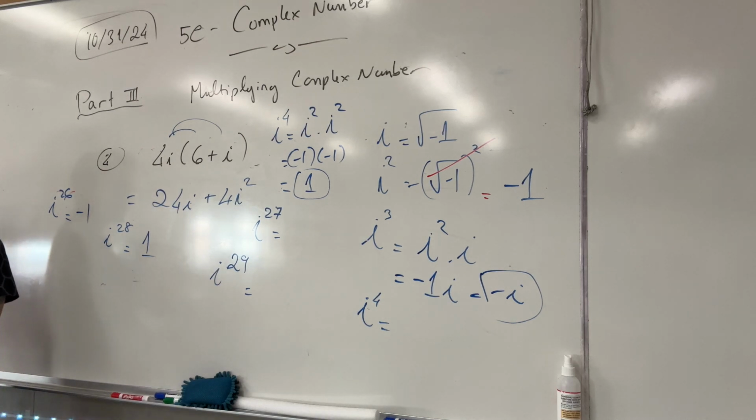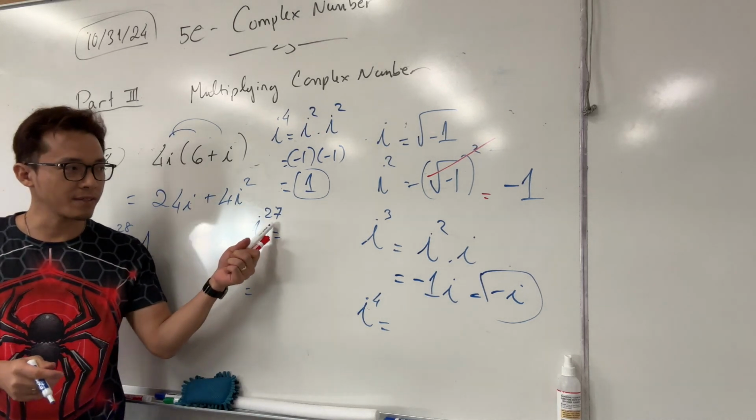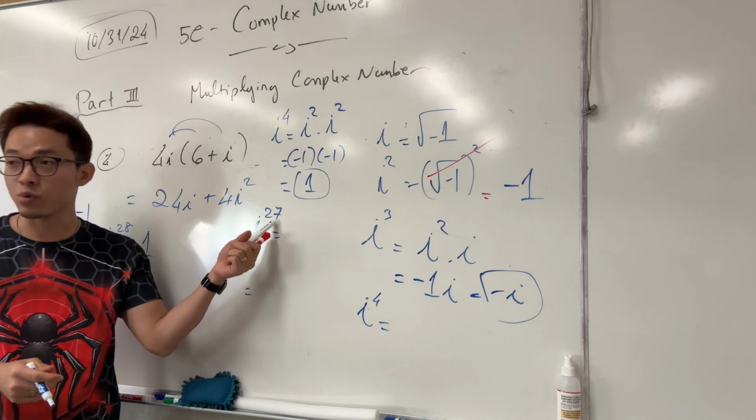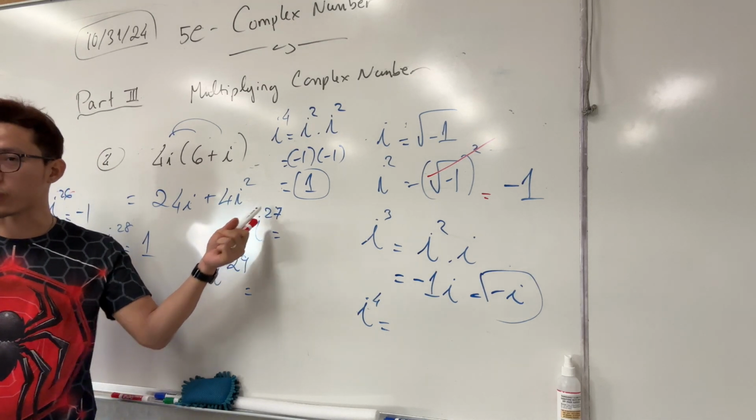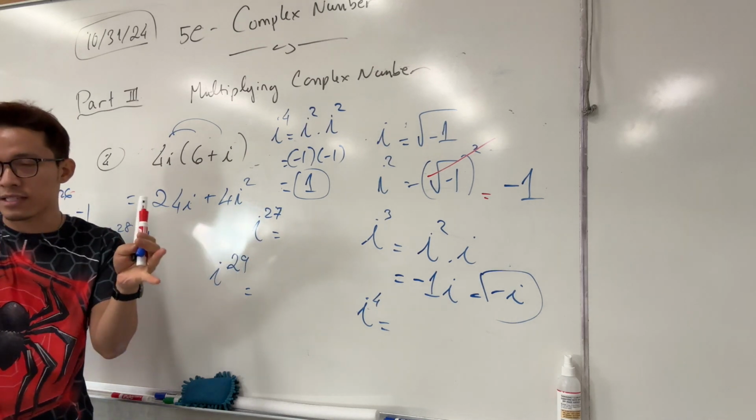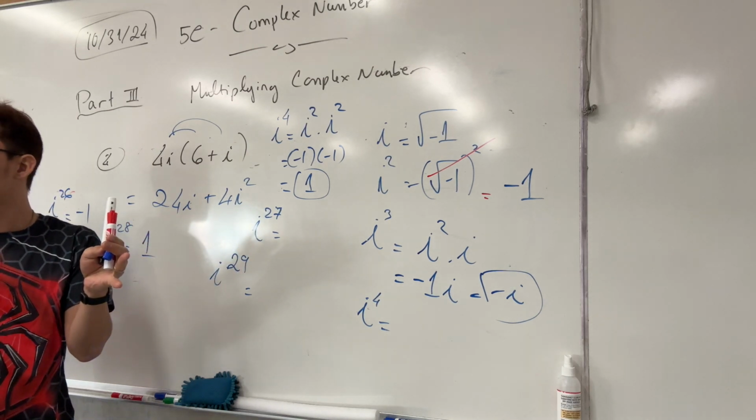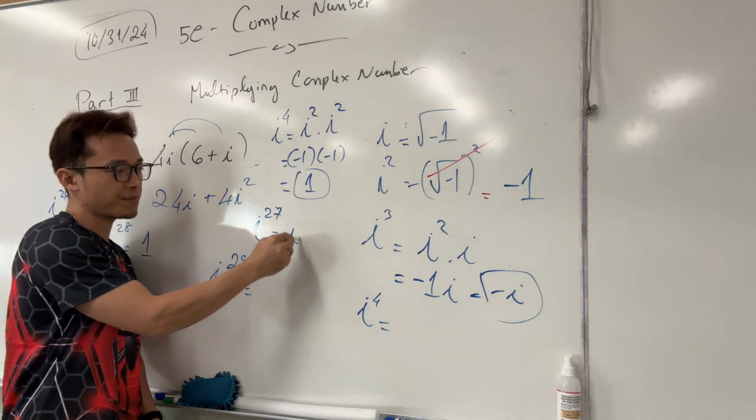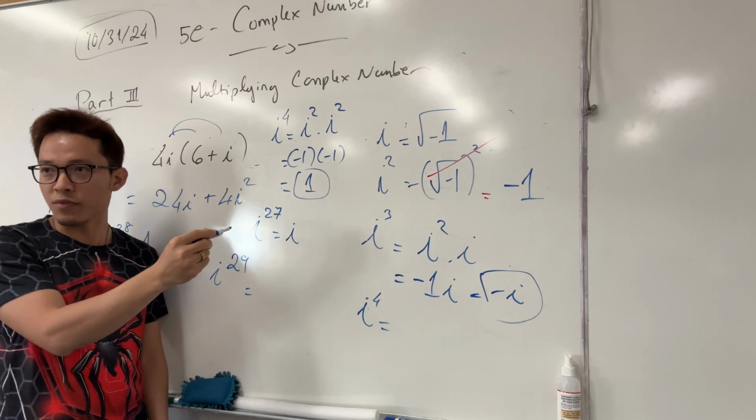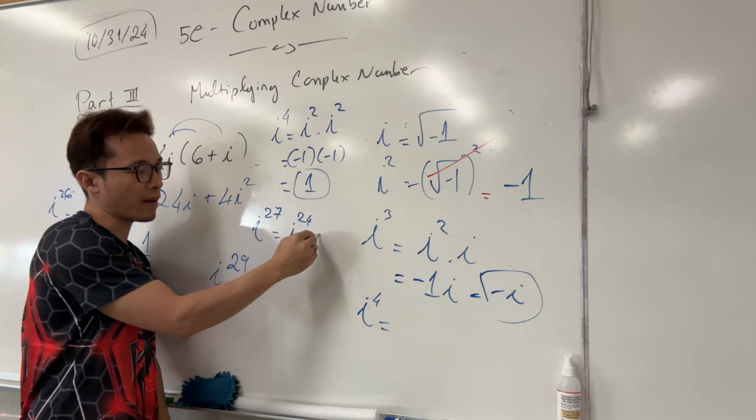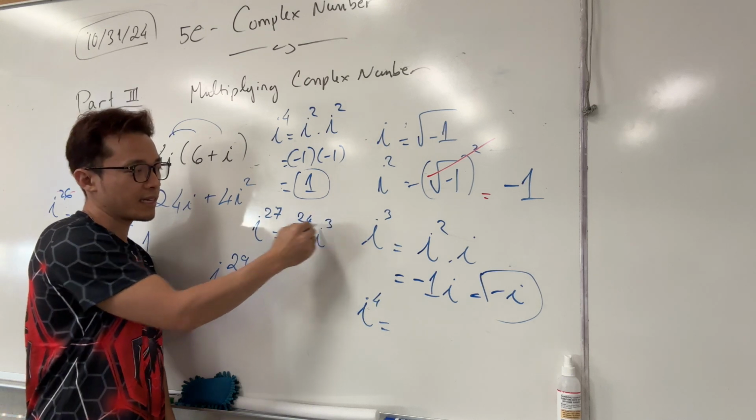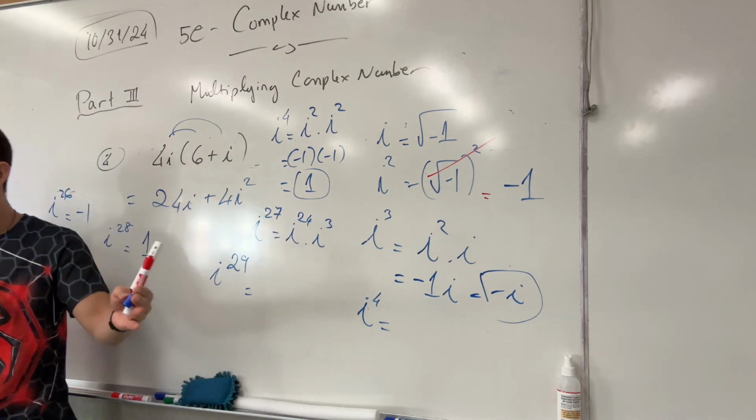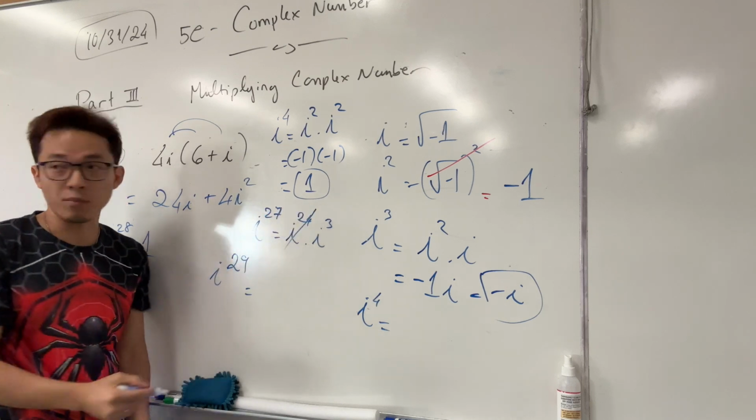-i. You're going to break this one into a multiple of 4. 27. What is the closest one that is a multiple of 4? 20? Not going up, it's going to go down. i to the 24, right? So how many do you have left? i to the 3. Now 24 is a multiple of 4. That means it just becomes 1.